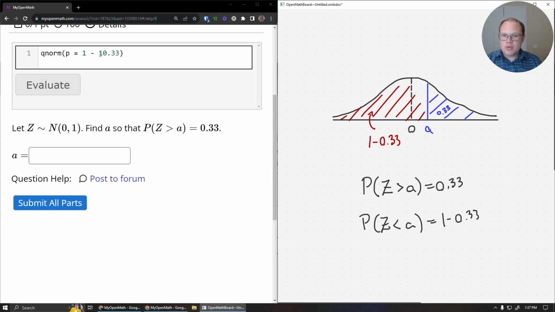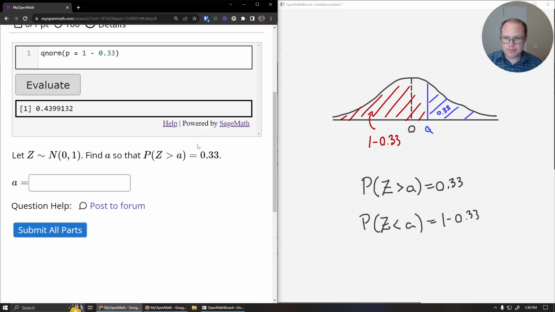Okay? So whenever I'm given the probability that is greater than some value, and I'm looking for that value, I recast the problem so it's 1 minus that probability, and that'll be the probability that Z is less than that value. Okay? So that's always how I do it. And in this case, that's 0.4399.